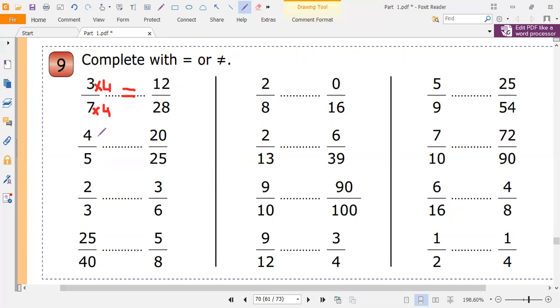Now 4 times 5 is equal to 20. And if we multiply the 5 by 5 also, we get 25. So we multiply the numerator and the denominator by the same number. So yes, they are equal. Now, no number times 2 is equal to 3. We cannot multiply the 2 by any number to get the 3. So these two fractions are not equal.